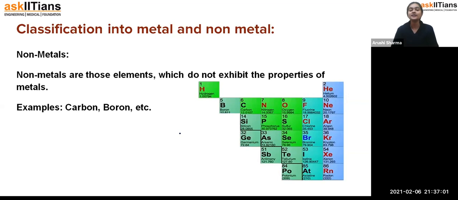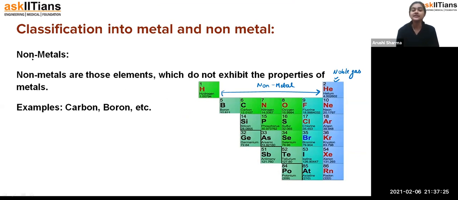Okay, now coming to the non-metals, what are the non-metals, students? We have seen that metals are electropositive in nature, but now if we talk about the non-metals, as you can see here, students, from 5th to 9th, these are the non-metals, and this is the noble gas. This is a picture of the periodic table, students.